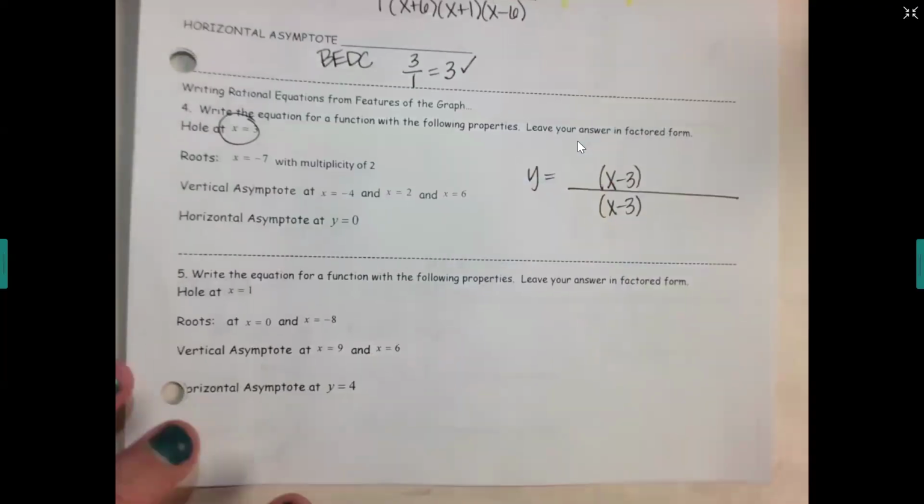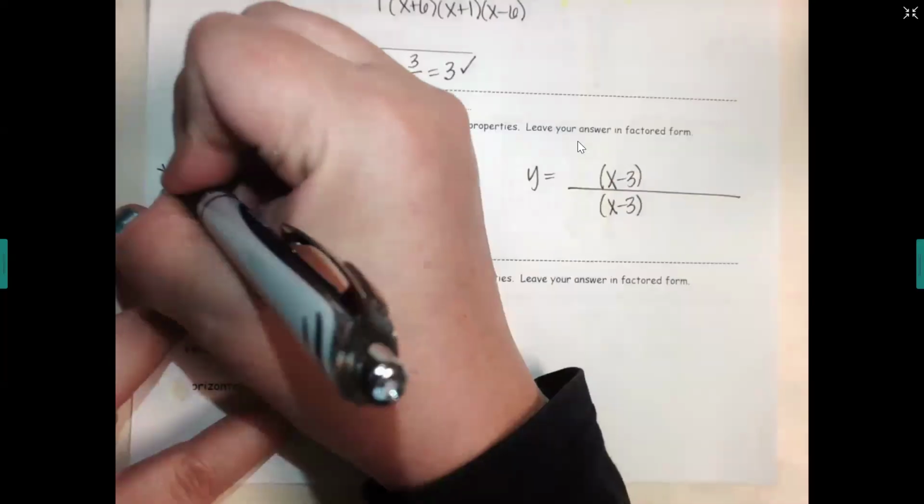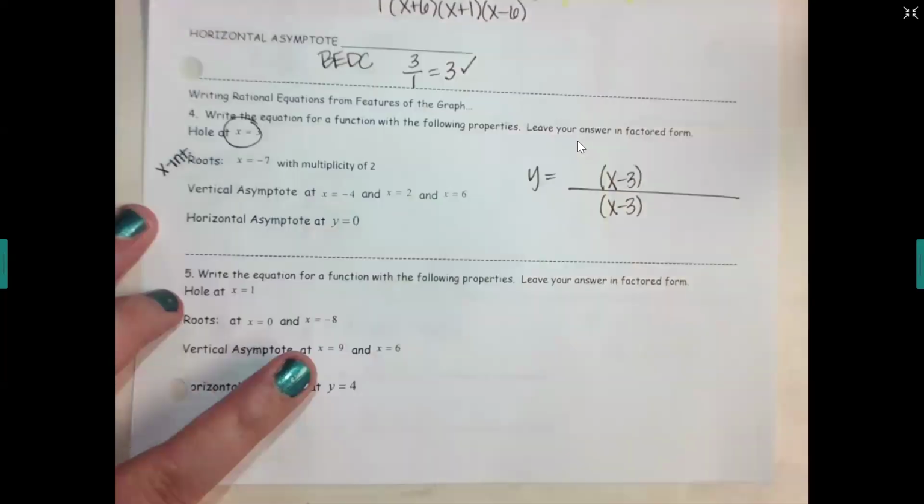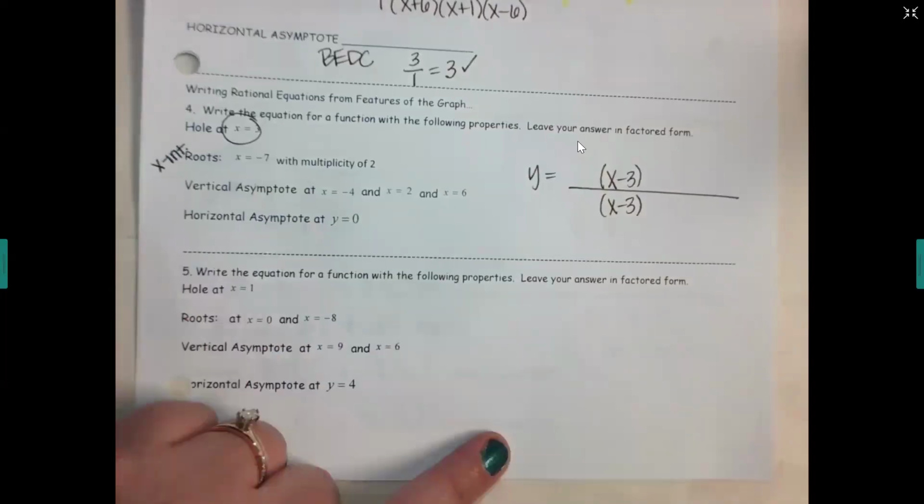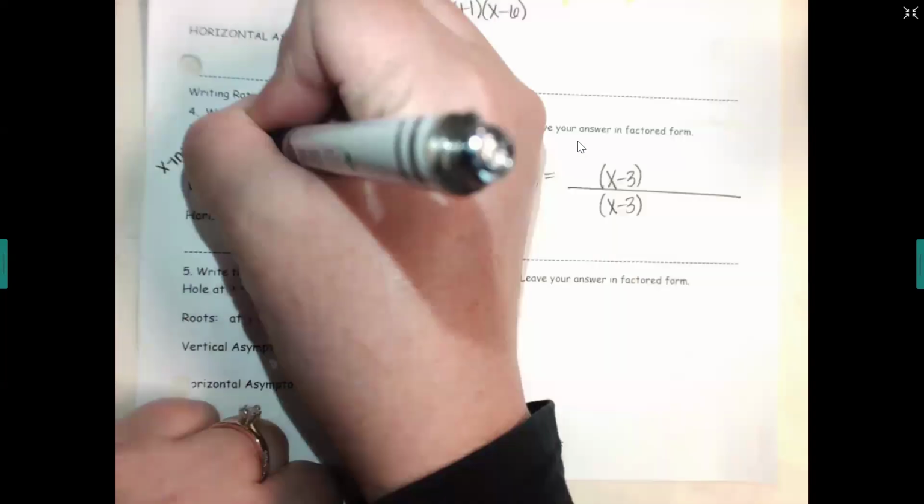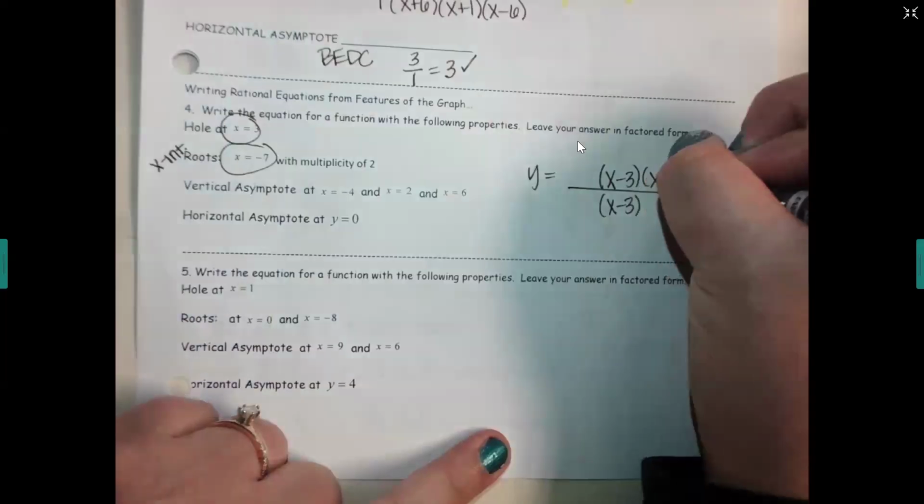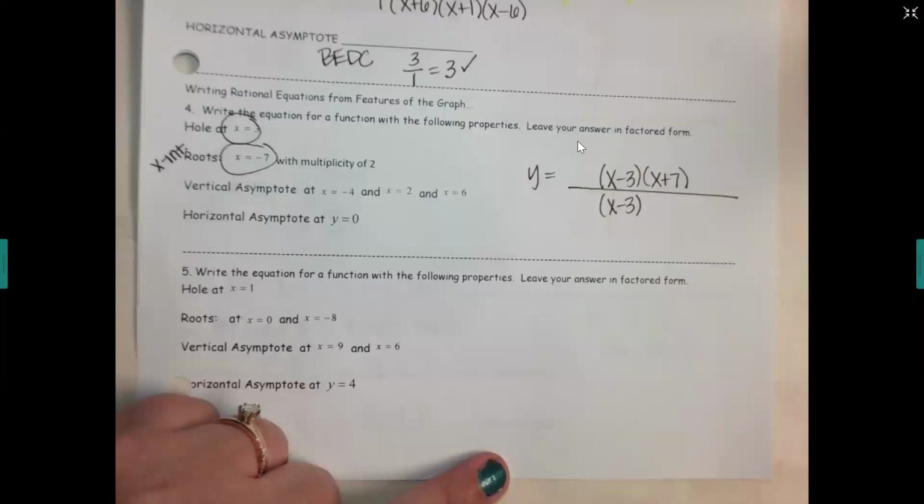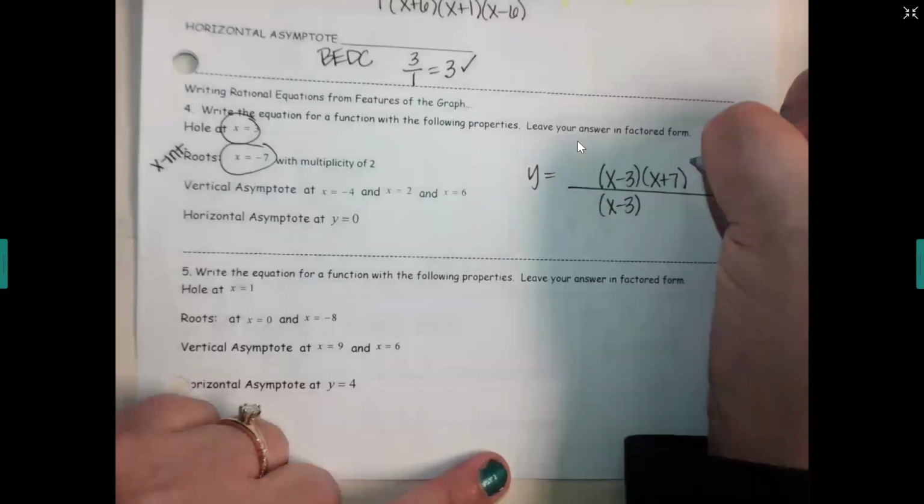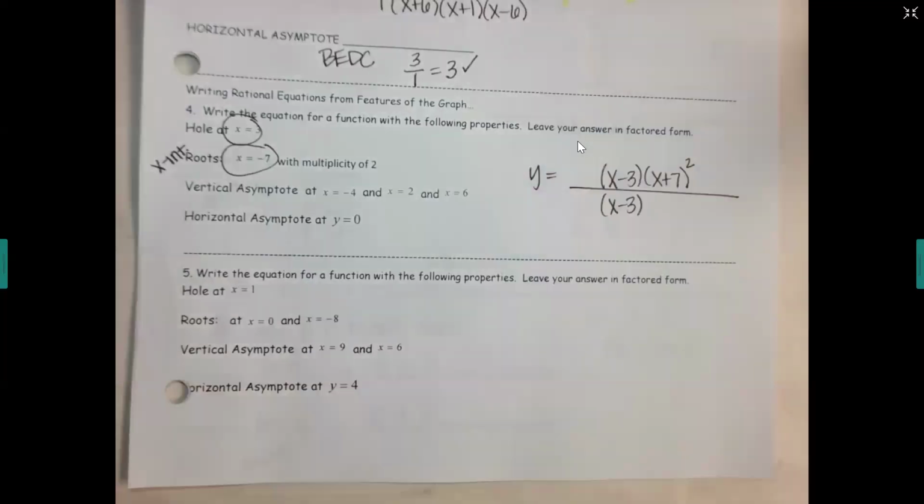Okay, roots are the same thing as an x-intercept, in case you forgot that. Where do x-intercepts go, top or bottom? Top. And if I want it at -7, I'm going to put x plus 7. Then you should remember that a multiplicity just means it's up there twice. So I'm going to put a squared on it to be lazy. But you could write the x plus 7 again.